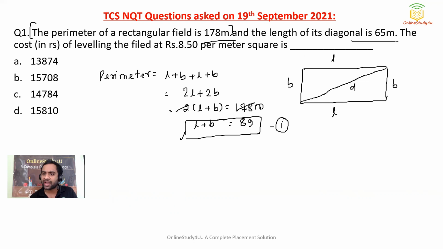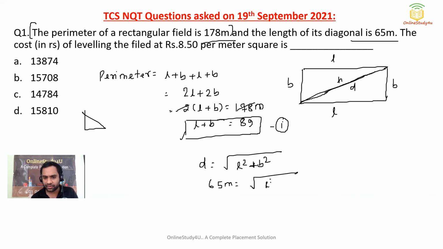And the length of its diagonal is 65 meters. So this becomes our hypotenuse. If you know about the right angle triangle, this will become our hypotenuse. So the diagonal will be equal to the square root of L square plus B square. The diagonal length is given as 65 meters, which equals the square root of L square plus B square.